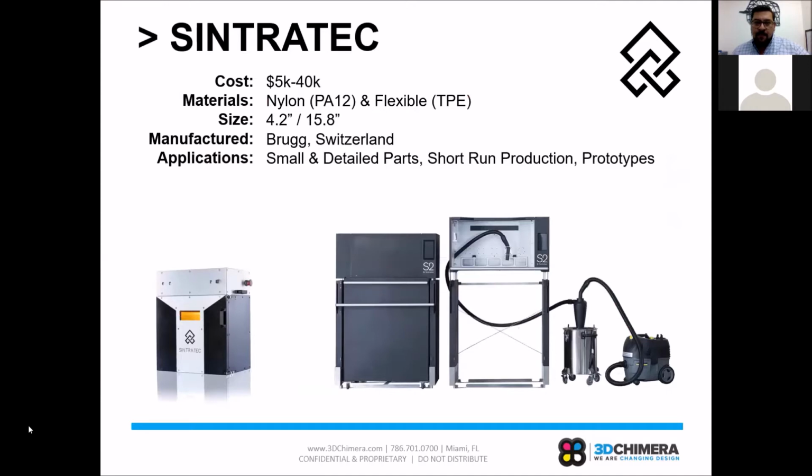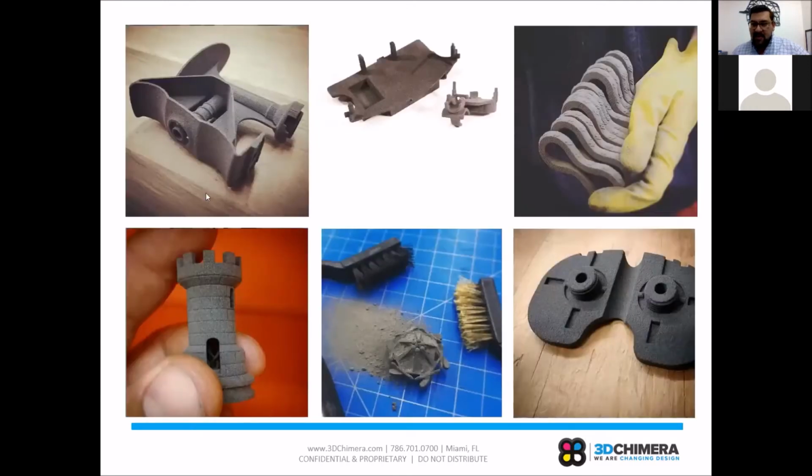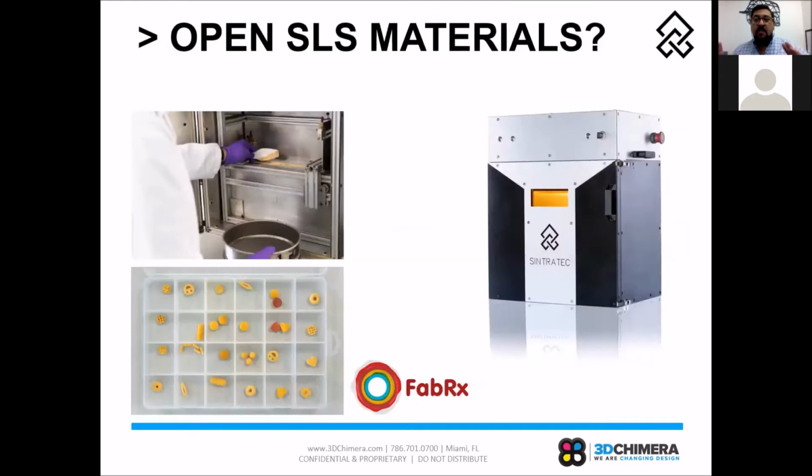But generally, what's really nice about the SLS technology is you can get super fine details on pretty small parts. There are a couple materials available for that, PA12, which is a nylon, and TPE, which is a flexible material. Those are going to be the main two materials that people are printing with in the SLS space. But there is actually an emerging field of open SLS materials. So I just want to touch on that a little bit.